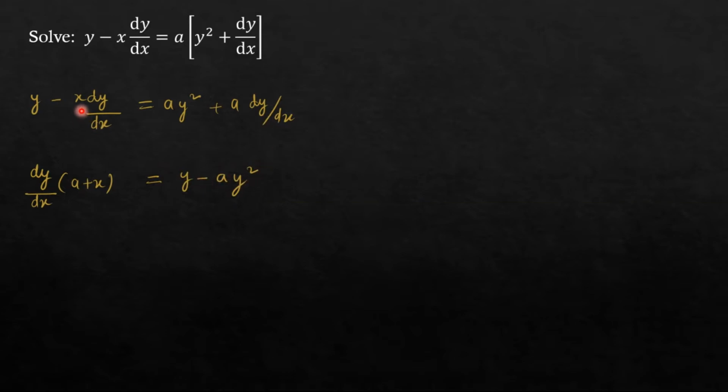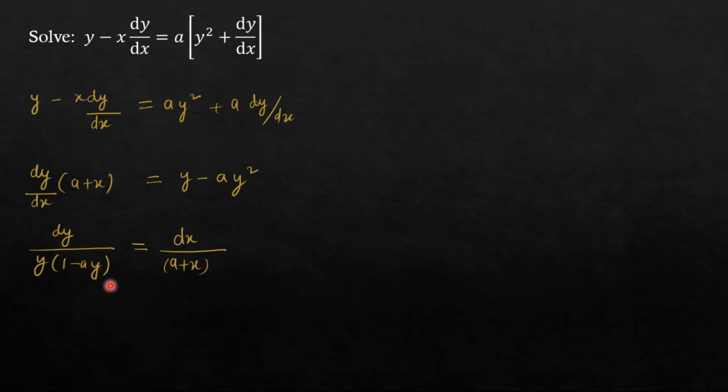That is, if you take dy/dx common, you will get a plus x. And bring this ay² to this side, you will get y minus ay². Okay. Now separate the variables. Bring y variables to the left hand side. So you will get dy by y(1 minus ay) is equal to dx by (a plus x). So I have separated the variables. Y variable is on the left hand side and x variable is on the right hand side.